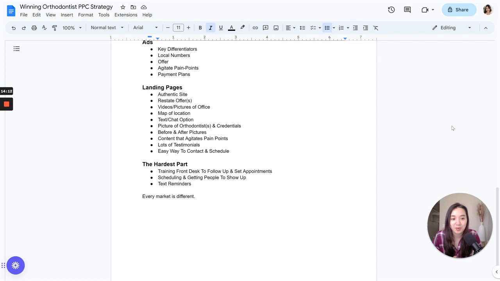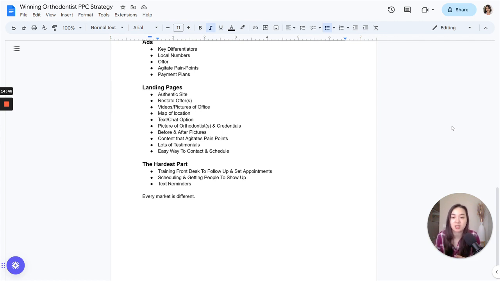Here's what I'll say. When it comes to PPC advertising and just Google Ads, Microsoft Ads in general, the hardest part beyond just getting people to click on your ads and submitting a form is training your front desk to follow up and set appointments. So making sure that the front desk is on it when they see a lead come in, that they call them right away and try to schedule the appointment as soon as possible. Because a lot of times these people, they're warm, but they can be easily swayed. So that's going to be the challenge.